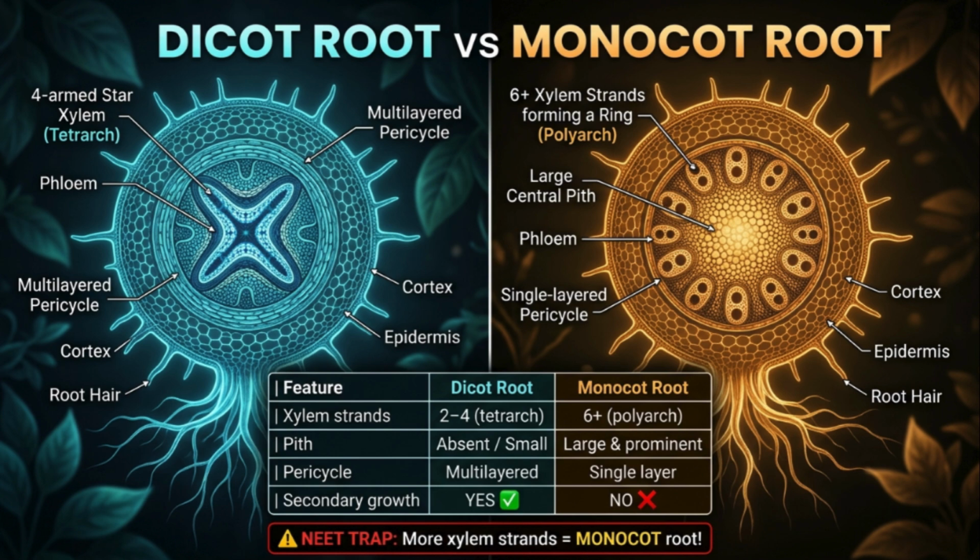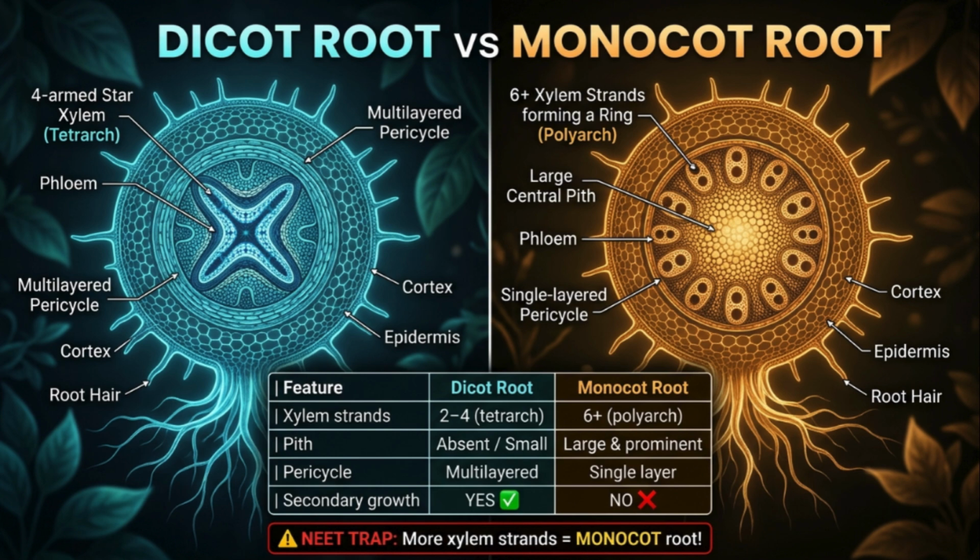2. The pith. In dicot roots, pith is absent or extremely small. The center is mostly occupied by xylem. In monocot roots, there is a large, well-developed pith at the center. This is one of the clearest visual differences in a diagram question.